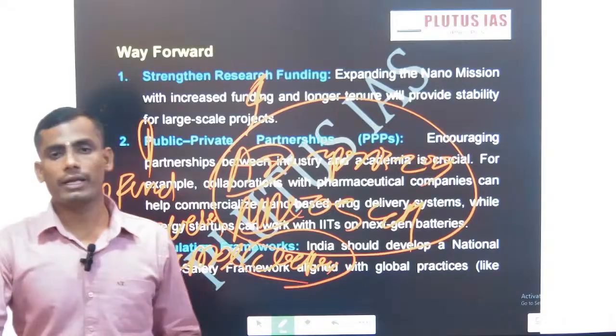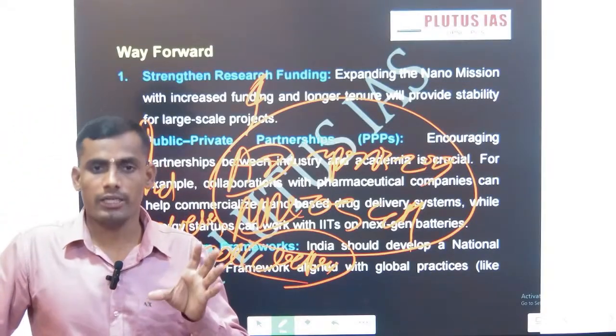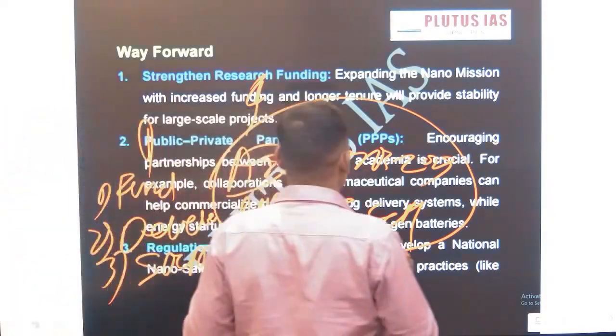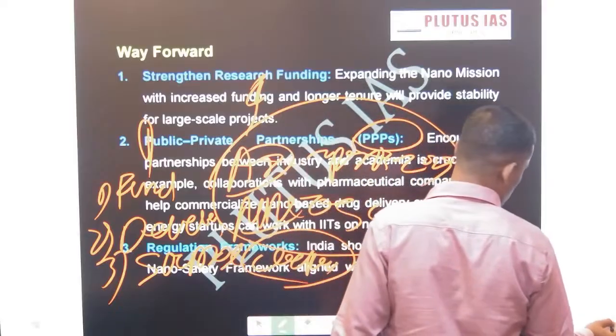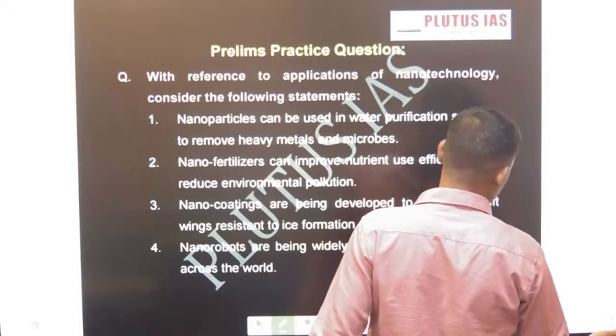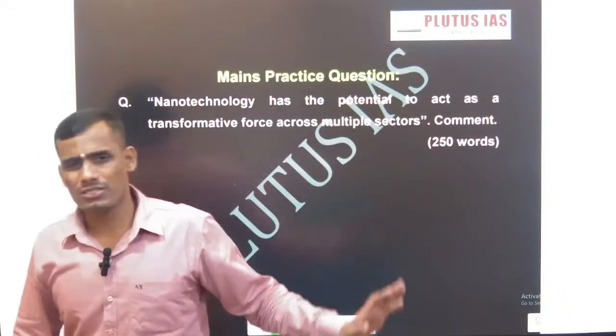Domestically India can develop, and globally India can have partnerships with Japan, and with the USA, like-minded countries. Now this is a PPP model, as I have suggested. Global cooperation, skill development, all these are the points. Let me show you. This is a prelims question, and this is a mains question.